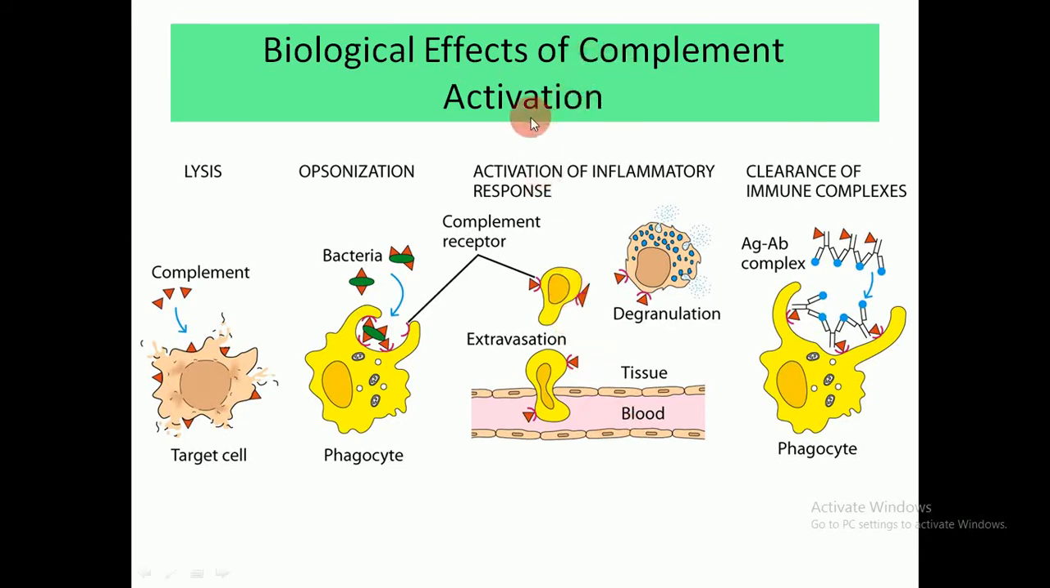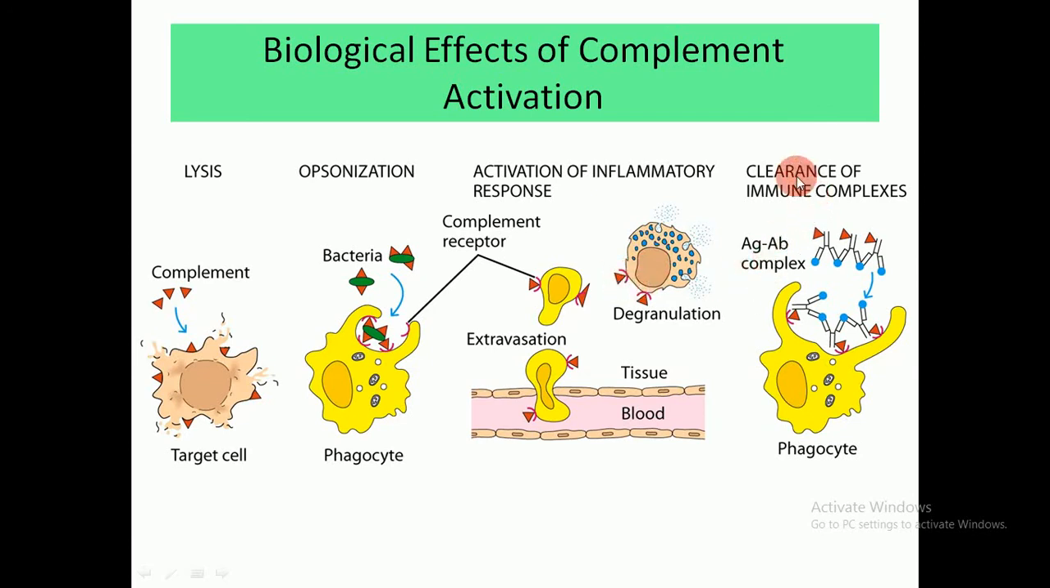Biological effects of the complement activation: cell lysis. The cell lysis occurs through the complement activation, and pore formation leads to target cell lysis. And opsonization: this is the bacteria opsonized by C3b, which is the red one, and enhances phagocytosis, acting as an opsonin. And another is the activation of inflammatory response, and this is the complement receptor, and leads to extravasation of the cells and degranulation of the cells. All these are involved in inflammation.